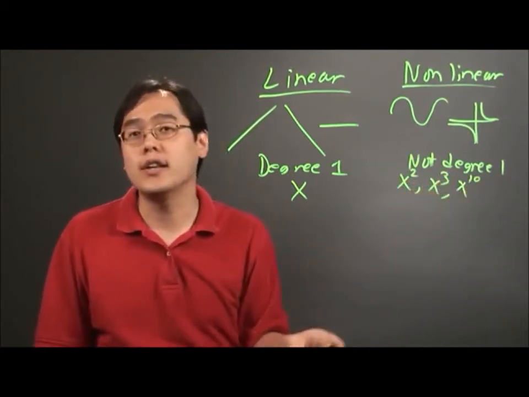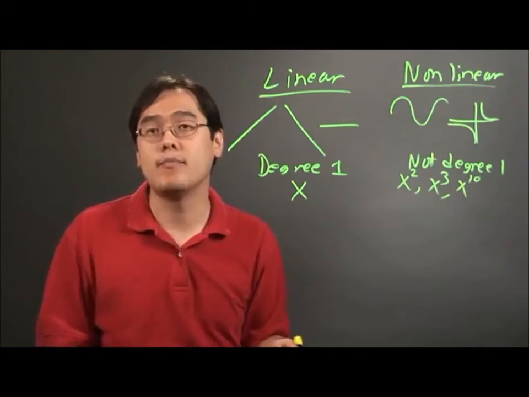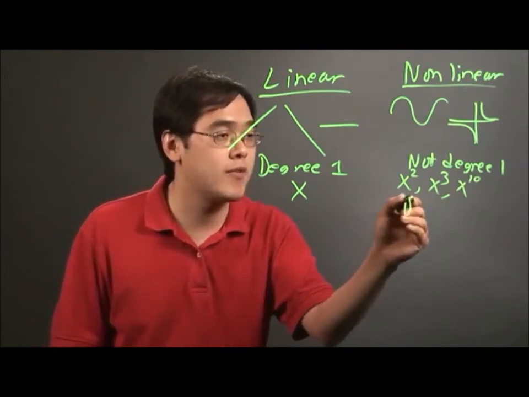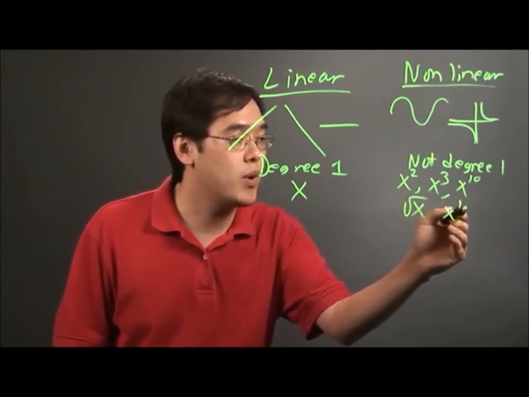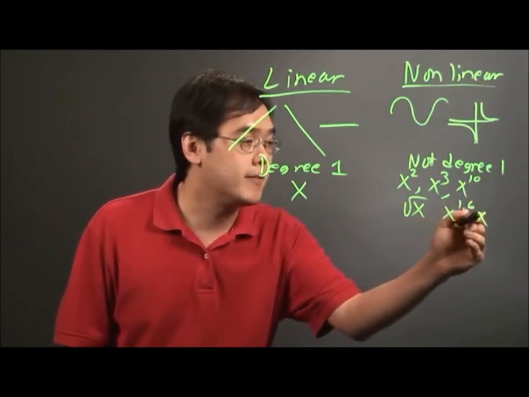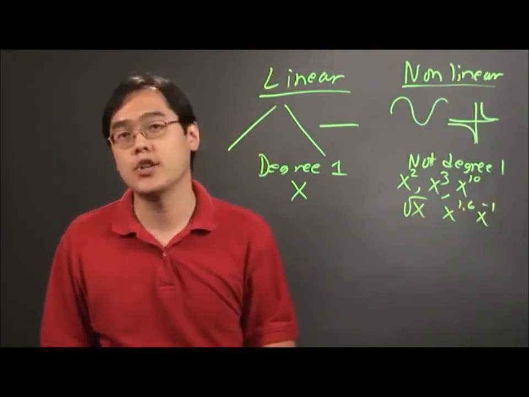But also, nonlinear can be thought of as non-polynomials. For example, you may have square root of x. You could have x to the 1.6, or even negative exponents, just like so.